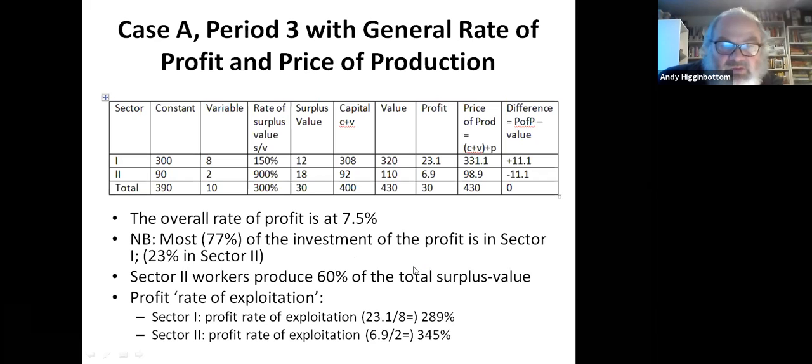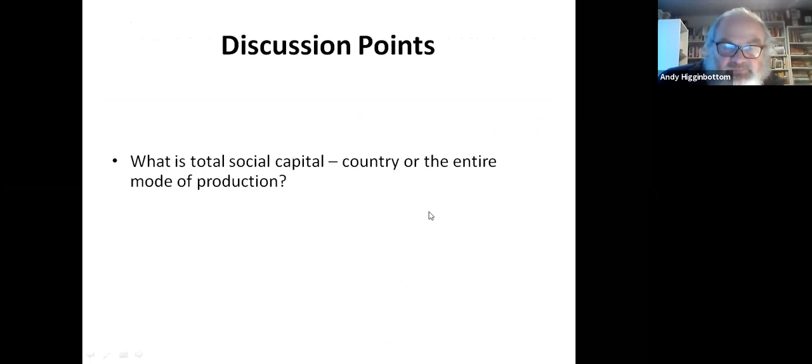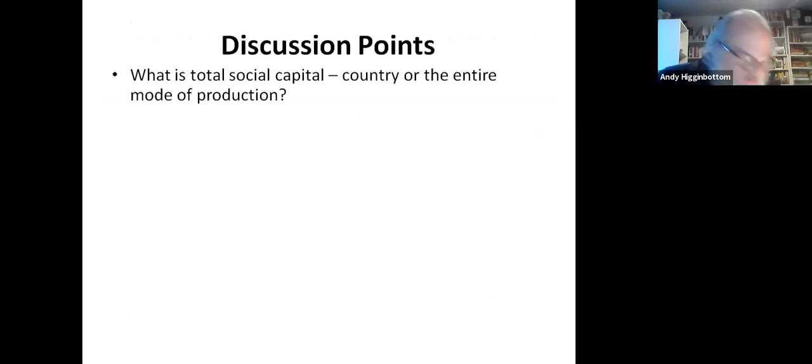Now, I've missed a slide here. If you look at sector case study B, period 3, what you'll find is much more investment in sector 2. And that's the reason its overall average rate of profit is at 15%. So I'm coming now towards the end of the lecture.